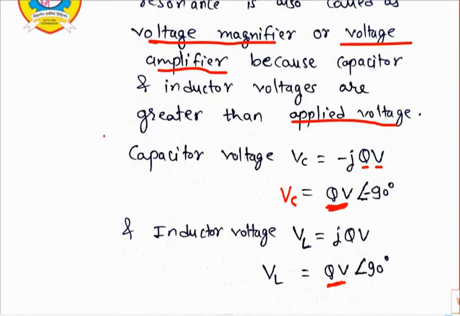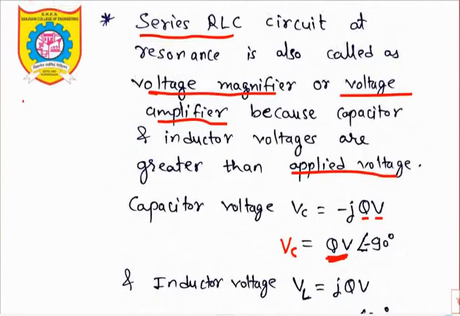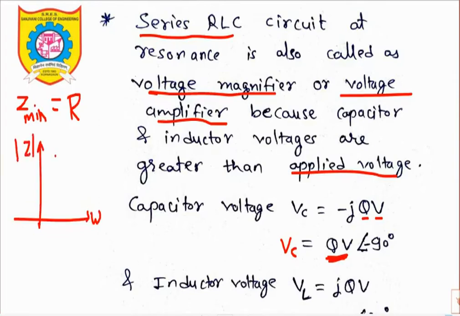Before we go for the numerical, just quickly revise the concept of resonance, then you will get interest to solve the numericals. So first one, at resonance, impedance is minimum and its value is R. Then the graph of impedance versus frequency is like this. So at resonant frequency, the impedance is minimum. Before resonant frequency, the nature of the circuit is capacitive. After resonant frequency, the nature of the circuit is inductive.